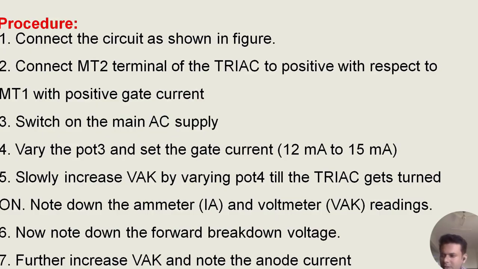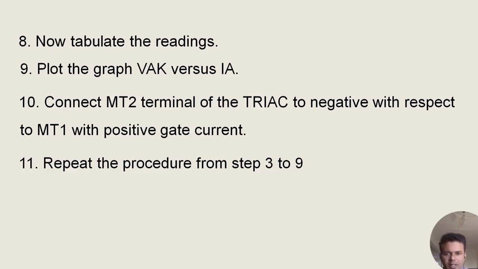Procedure: connect the circuit as shown in the circuit diagram. Connect MT2 of the TRIAC positive with respect to MT1 with positive gate current. Switch on the main AC supply. Vary port 3 and set the gate current to 12 mA to 15 mA. Slowly increase VK by varying port 4 till the TRIAC turns on. Note down the ammeter and voltmeter readings. Note down the forward breakover voltage. Further increase VK and note down the current. Now tabulate the readings and plot the graph of VK versus IA.